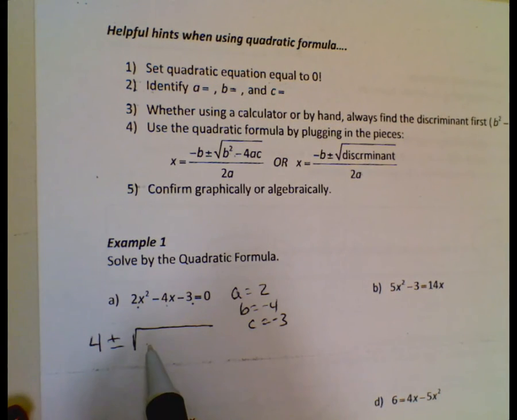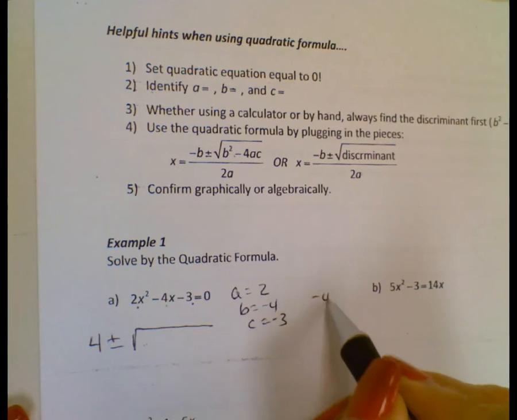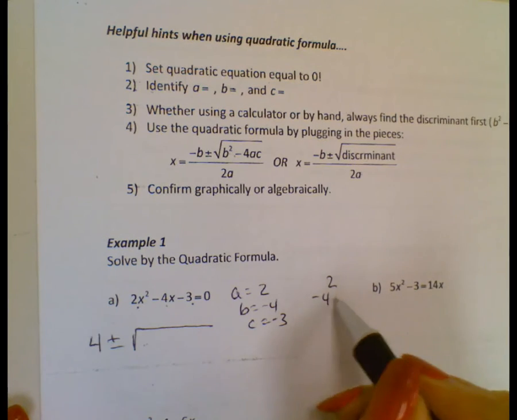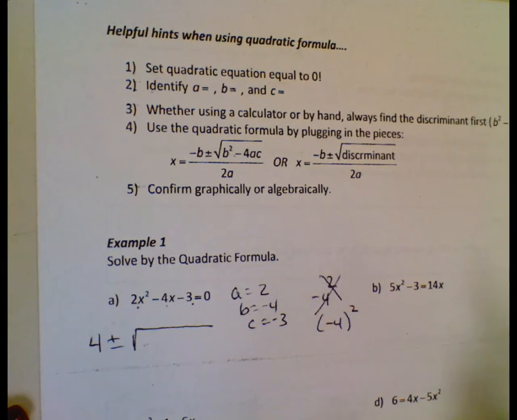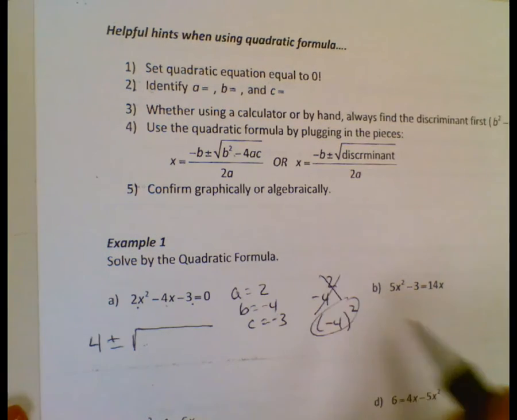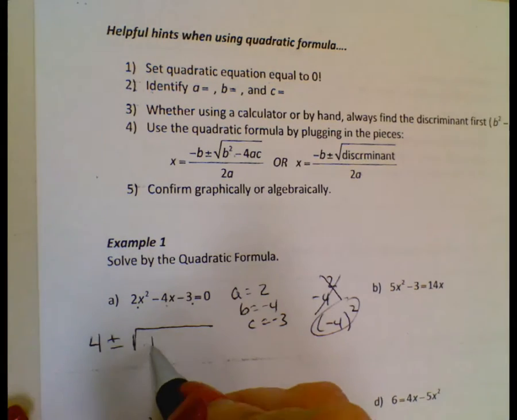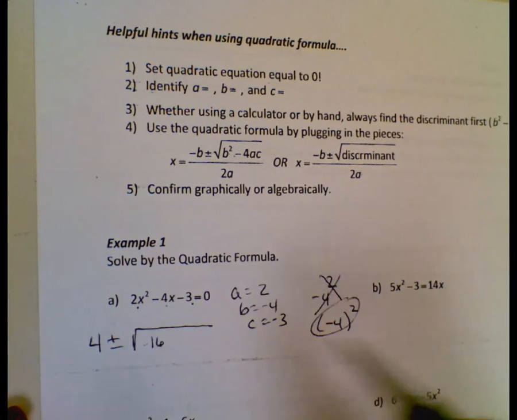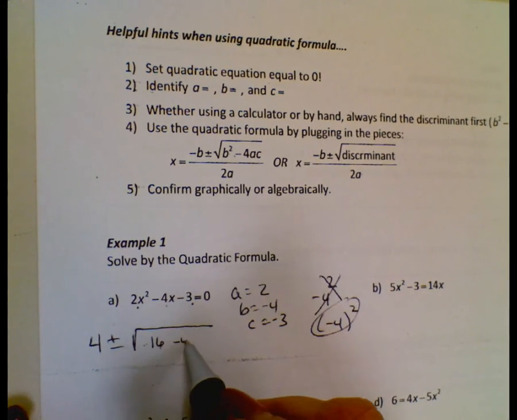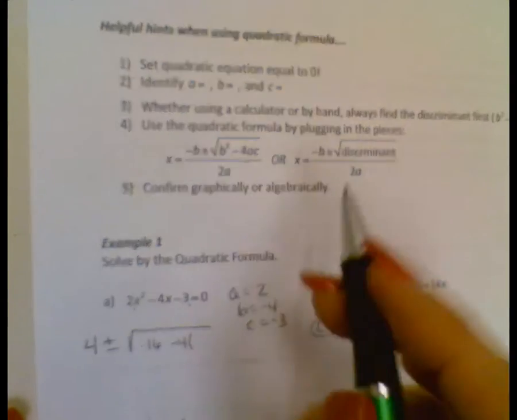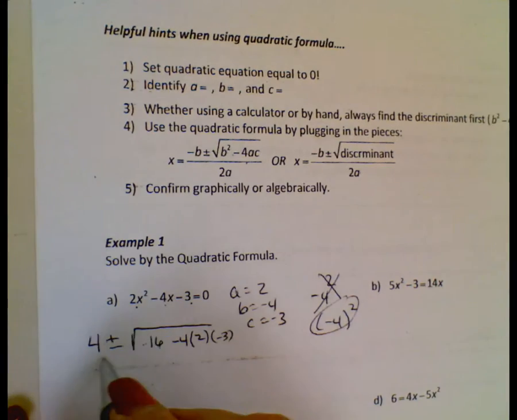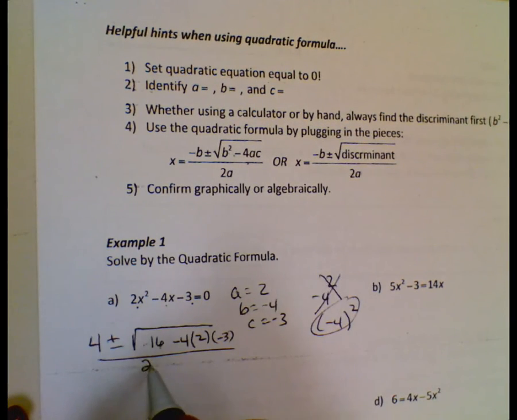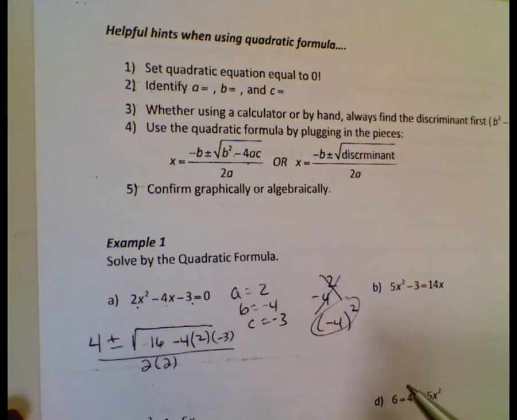Do not write -4 squared. That will give you a -16, and that will be wrong. If you're going to type it in, you have to type it in parentheses. However, I don't even type it in like that. I just do it in my head, and that's 16. Make sure this is a positive number. Then -4, that's in the formula, times a, which is 2, times c, which is -3, divided by 2 times a, which is 2.